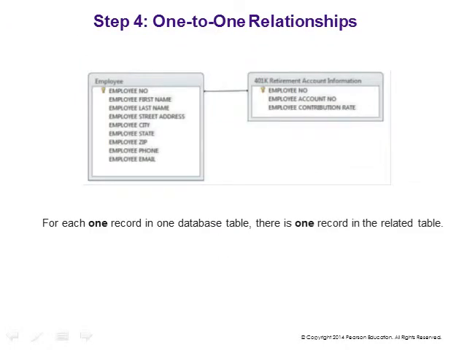And so in a one-to-one relationship, for each one record in one table, there is one record in another table. Here we see that for each one record in the employee table, and that record consists of the employee number, their name, first and last, their street address, city, state, zip, etc., there is another record in the 401k retirement account information table that provides information about that employee, and they are connected through the primary key employee number. So there's a one-to-one relationship between the employee table and the 401k retirement account information table.